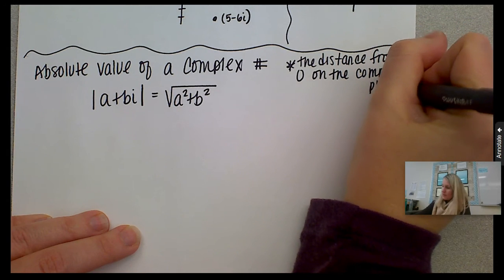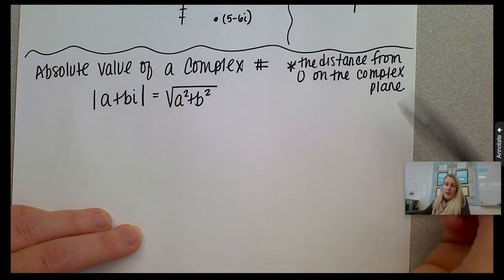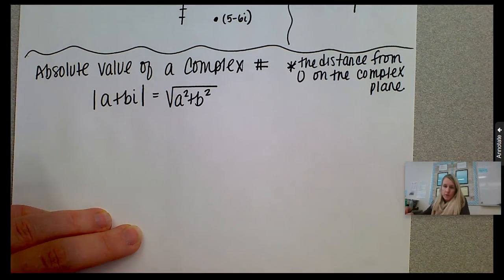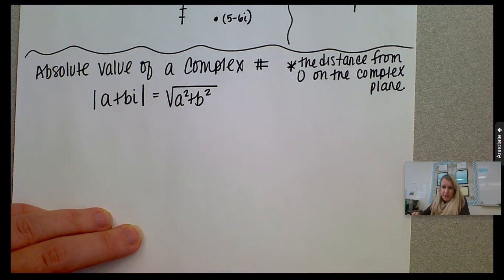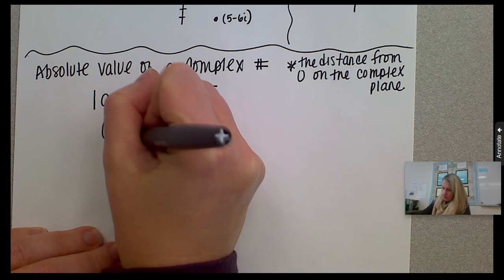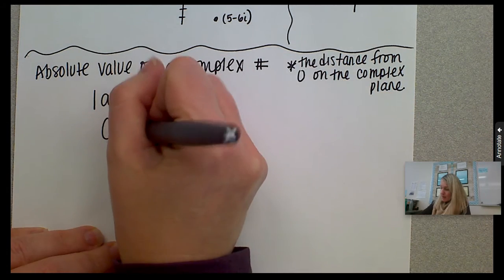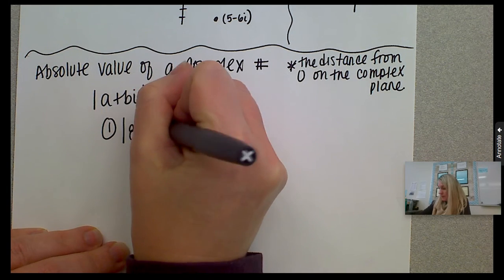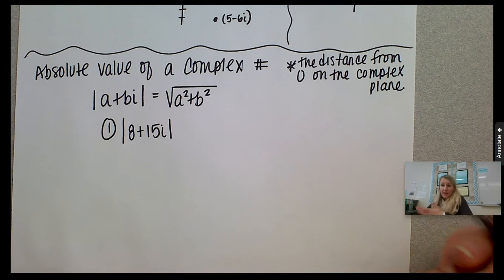So once again, we have a point and we're trying to find that distance from the origin. You can go over and down, over and across, whatever. We're going to use this fancy formula, which is just a fancy way of rewriting the Pythagorean theorem. So if I said, hey, what's the absolute value of 8 plus 15i, you would say, I have no clue. Then you would say, oh wait, I have a formula. I just plug it in.